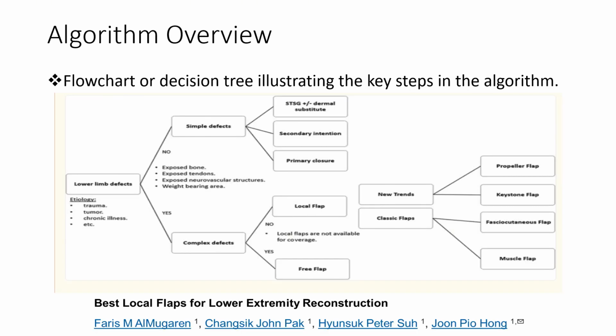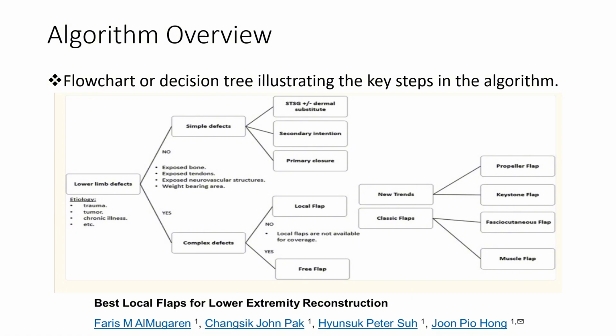So just to see the overview of the algorithm, it's a form of a flow chart. I took this one from a paper published in PRS Global Open. The authors are from Korea, and they tried to put the flow chart to illustrate the decision tree for the key steps in the algorithm.